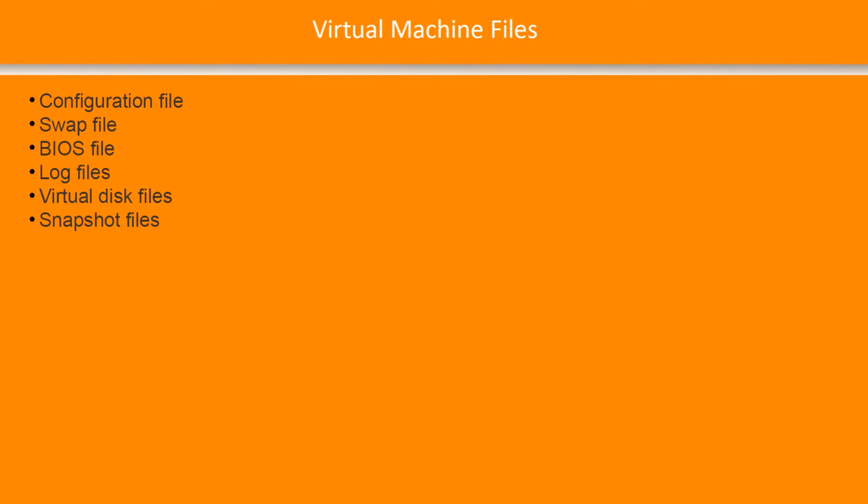The BIOS file is represented as the NVRAM, the BIOS of the virtual machine. Log files allow a VM admin to troubleshoot and determine any issue with the virtual machine. Virtual disk files are the VMDK files. These are represented as the C/D drive, as an example for a Windows machine. The snapshot files are available if the virtual machine has a snapshot, and it shows up as a snapshot file.